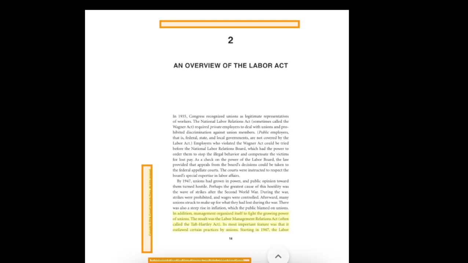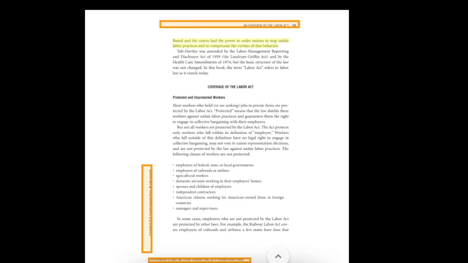The result was the Labor Management Relations Act, often called the Taft-Hartley Act. Its most important feature was that it outlawed certain practices by unions. Starting in 1947, the Labor Board and the courts had the power to order unions to stop unfair labor practices and to compensate the victims of that behavior. Taft-Hartley was amended by the Labor Management Reporting and Disclosure Act of 1959, the Landrum-Griffin Act, and by the Health Care Amendments of 1974, but the basic structure of the law was not changed. In this book, the term Labor Act refers to labor law as it stands today.